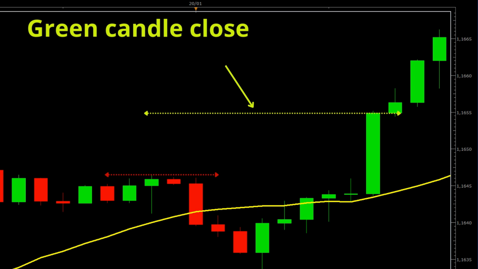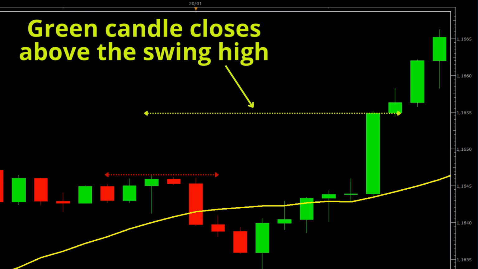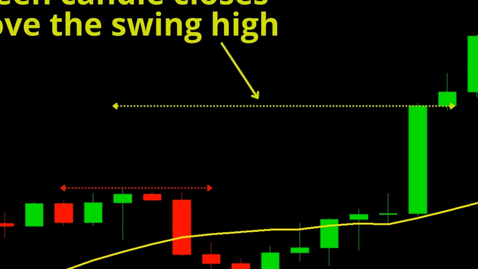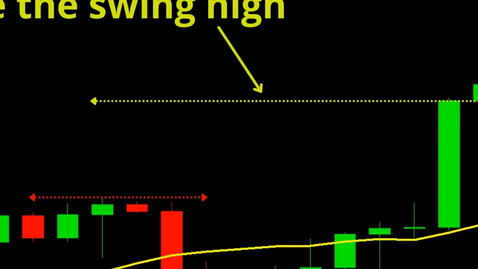Here is the trigger we are looking for. A strong green candle breaks through the previous swing high and closes above it. This is a clear signal that the buyers are overwhelming the sellers.